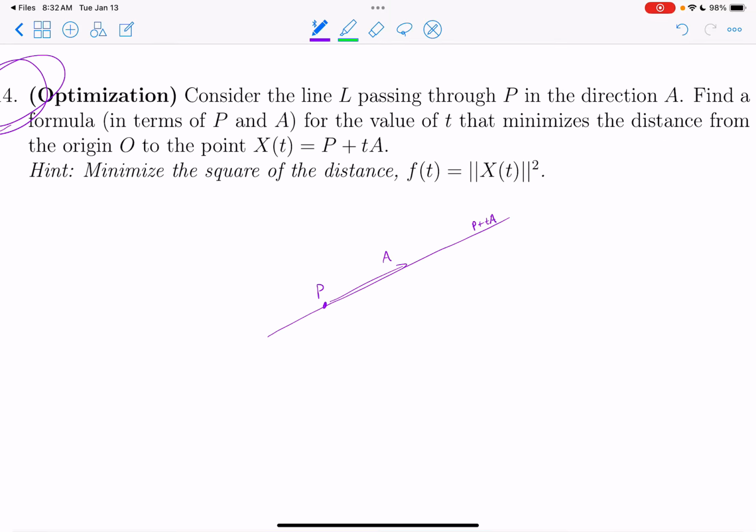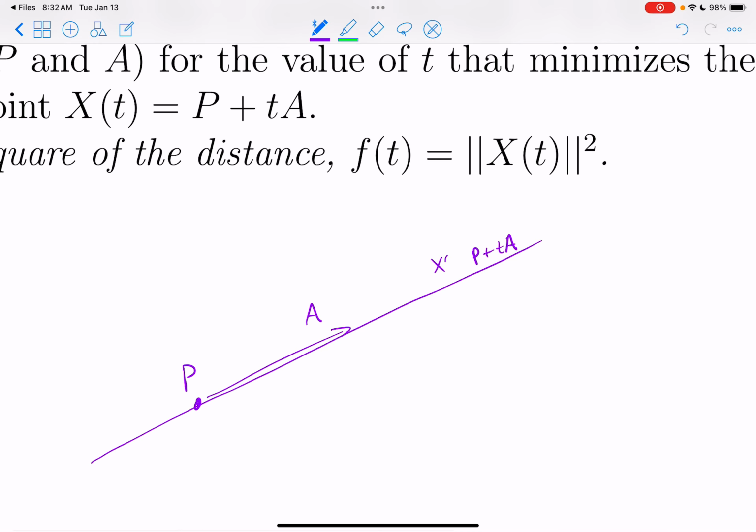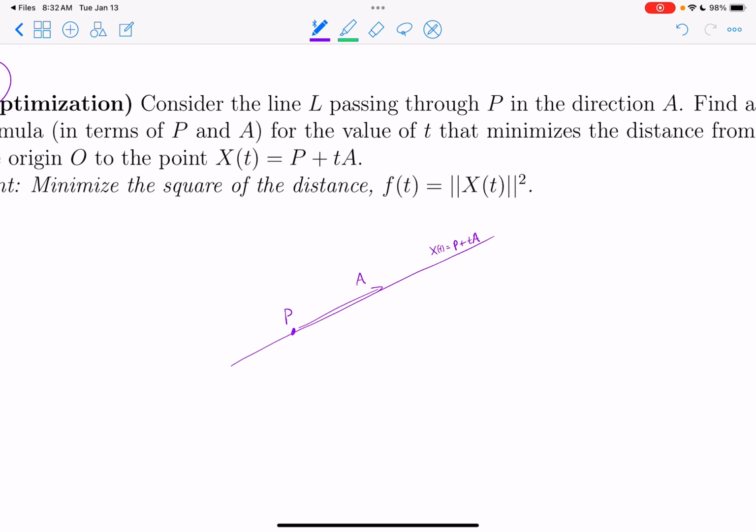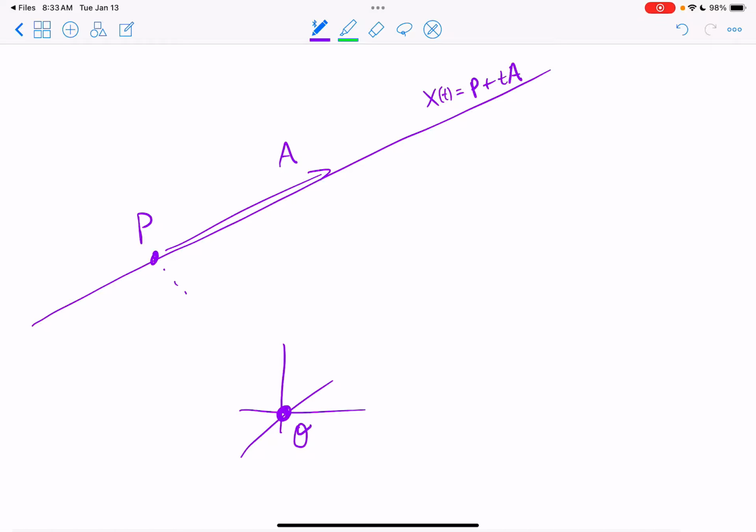Find a formula in terms of P and A for the value of T that minimizes the distance from the origin to the point P plus TA, which I guess they gave the name capital X of t. So now, what else? I have to add the origin. Here's the origin, I'll call it script O. And you can see there's some distance from P to O, there's some distance from P plus A to O, from P plus 2A to O, P plus a half A to O. There's all those distances. And what's the formula for that distance?